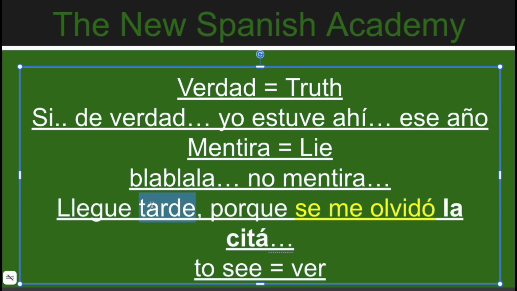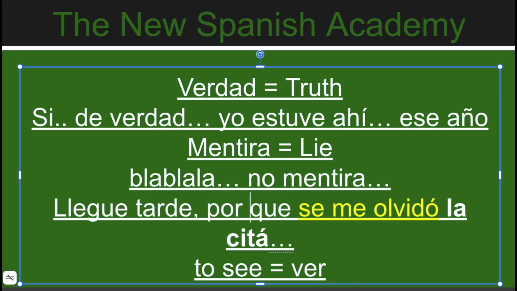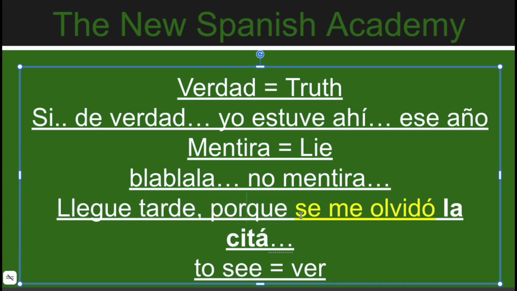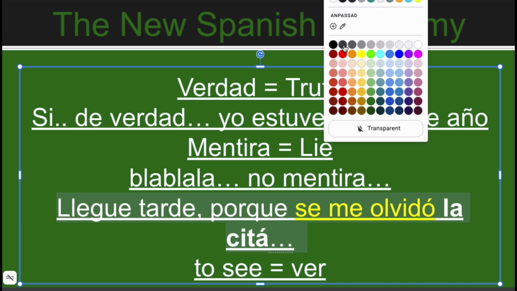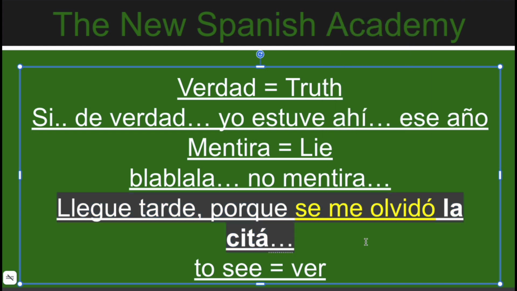Tarde means late, you know, buenas tardes. Porque means because, and ¿por qué means why, separate. Okay, so se me olvidó la cita. So I say here, llegué tarde. Let's change color so it's more clear. Llegué tarde porque se me olvidó la cita.